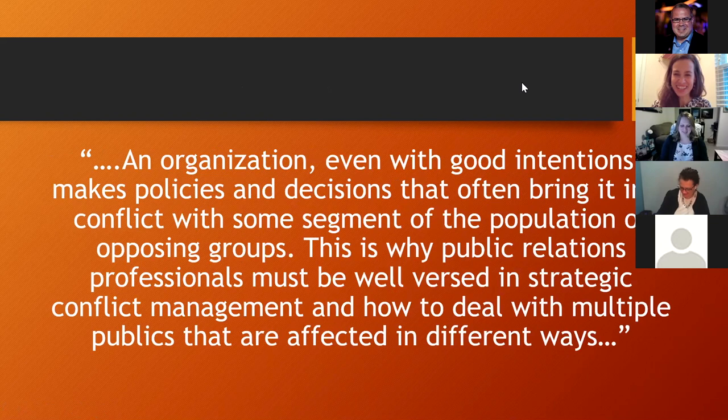But anyway, so I thought I'd start with this quote. I really liked it. It says, an organization, even with good intentions, makes policies and decisions that often bring it into conflict with some segment of the population and opposing groups. This is why public relations professionals must be well-versed in strategic conflict management and how to deal with multiple publics that are affected in different ways. I thought that kind of teed up our topic today nicely.